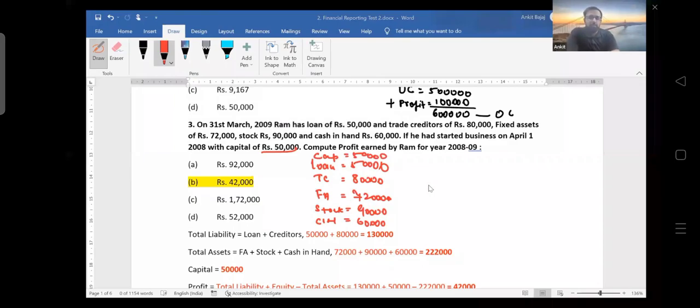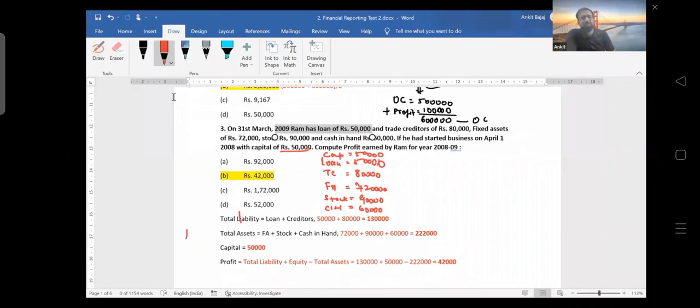So if you see here, what profit Ram has earned, simply what you have to do, again, you have to use the accounting equation. Which accounting equation you have to use? There is only one accounting equation, that is asset equals capital plus liability. With this equation, you will be able to find out the profit.